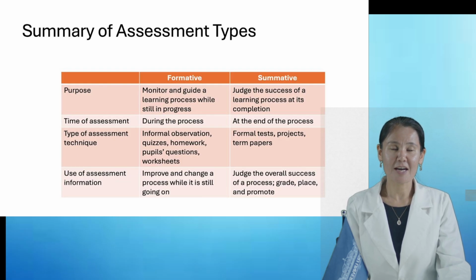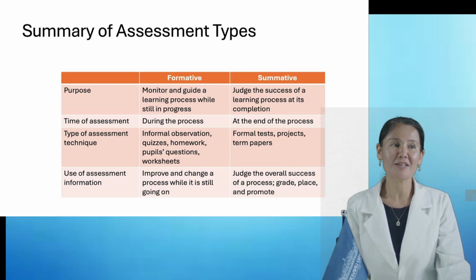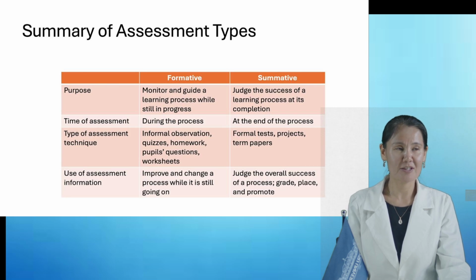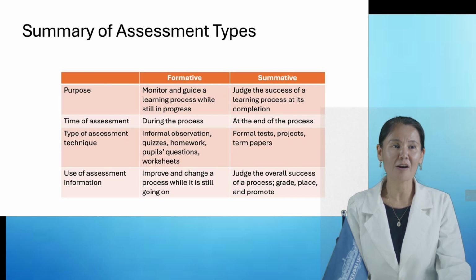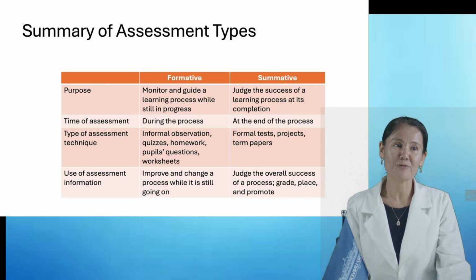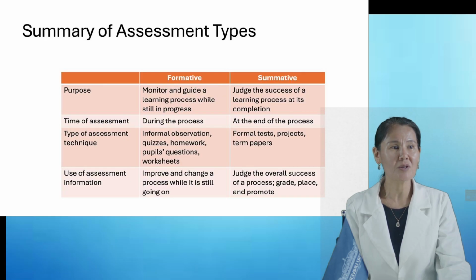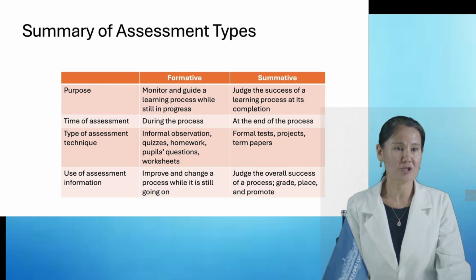Summary of assessment types. Usually we have two types, formative assessment and summative assessment. What are the differences between these two assessments? First of all, we can consider the purpose. They have a different purpose. For formative assessment, the goal is to monitor and guide the learning process while still in progress. And for summative assessment, it aims to judge the success of the learning process at its completion.